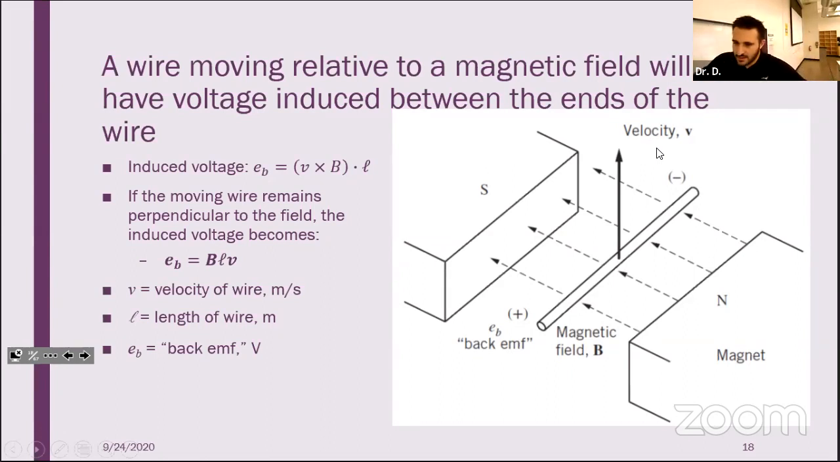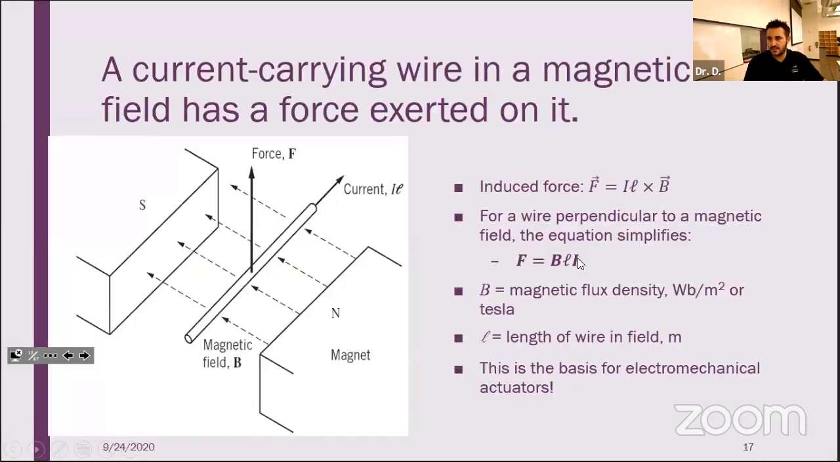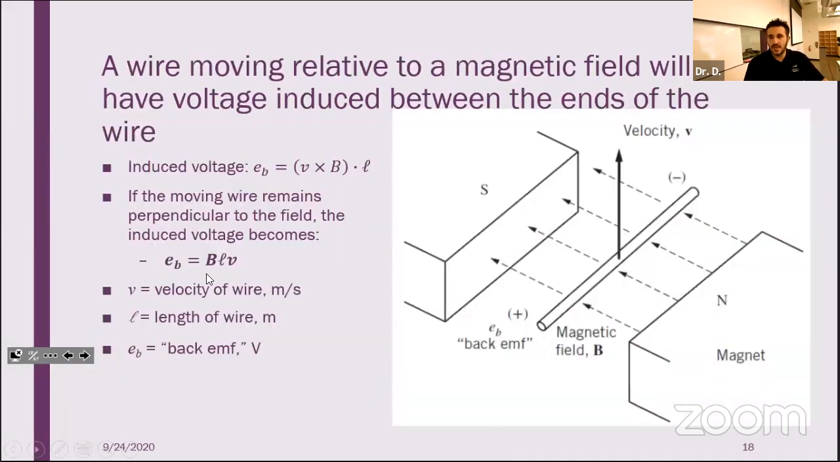So again, the faster I move the wire, the stronger the back EMF. The stronger the magnetic field, the stronger the back EMF. And the longer the wire, the stronger the back EMF, right? So that's all great, Dr. D. We've got these two equations, this equation for force and this equation for back EMF.